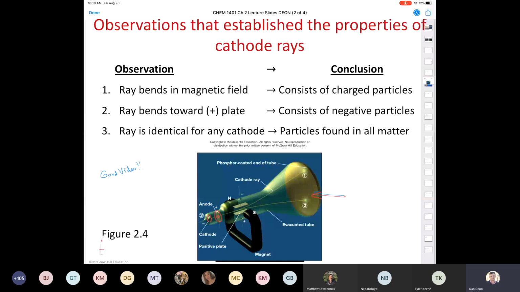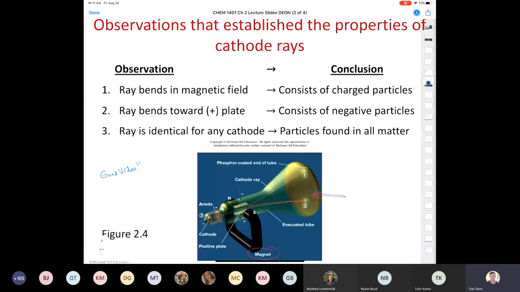A tiny charged body that is moving will behave like a little magnet. Since the ray bent in the magnetic field, either up or down, he could conclude that the ray was made out of some kind of charged particle. So that's number one.